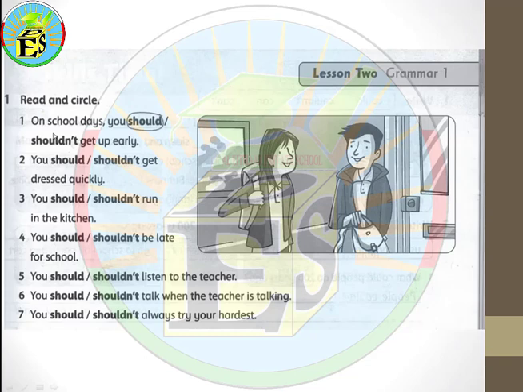Sentence number 1. On school days, you should get up early. So the first one is already done for us. On school days, you should get up early. The second one, you should or shouldn't get dressed quickly. So on school days, what are you supposed to do? You should dress quickly or you shouldn't dress quickly.